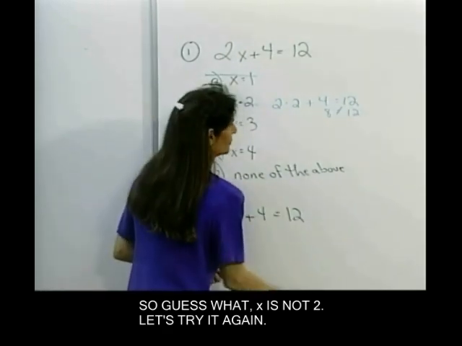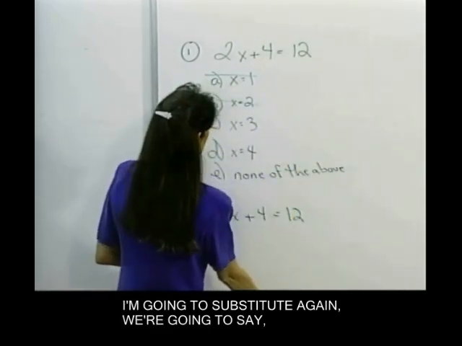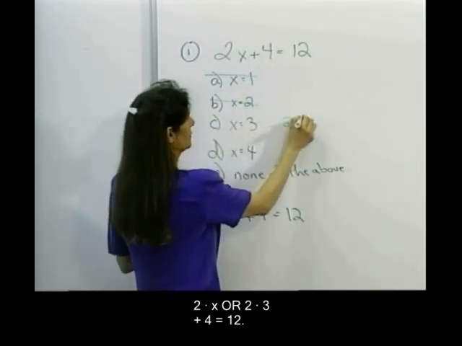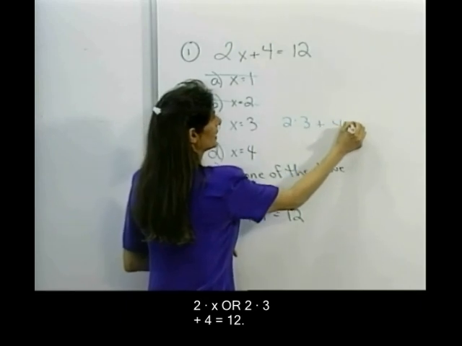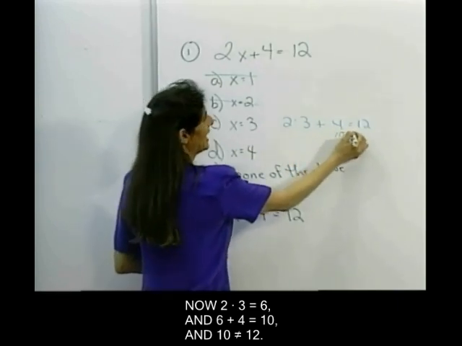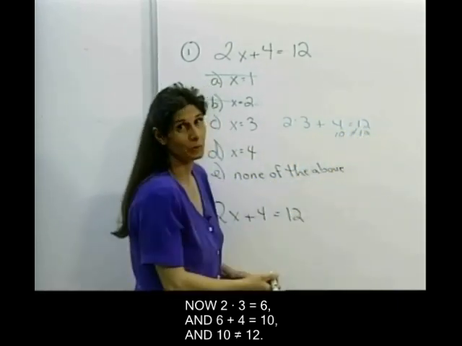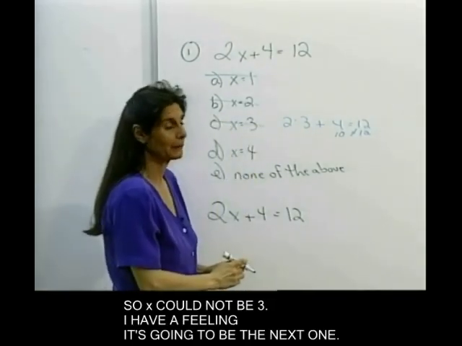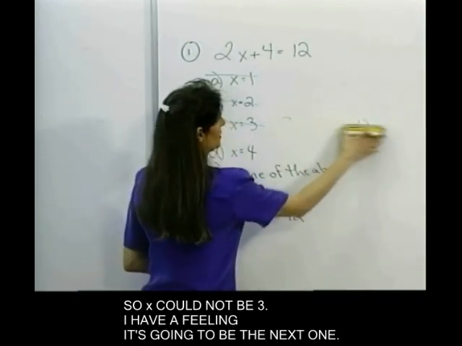Let's try it again. We're going to substitute again. We're going to say 2 times x, or 2 times 3, plus 4 equals 12. Now 2 times 3 is 6, and 6 plus 4 is 10, and 10 does not equal 12. So x could not be 3. I have a feeling it's going to be the next one.